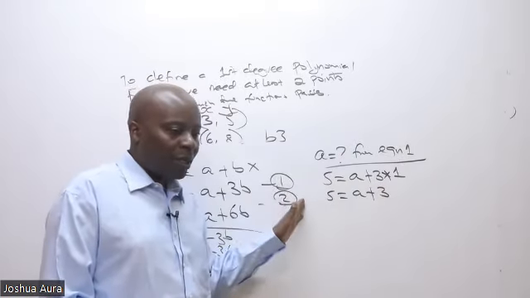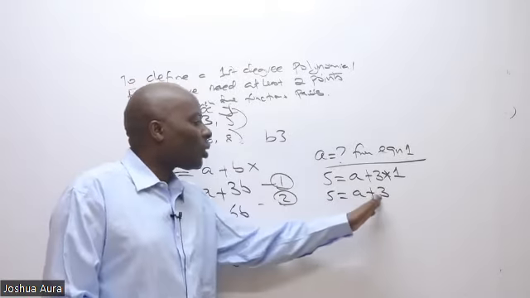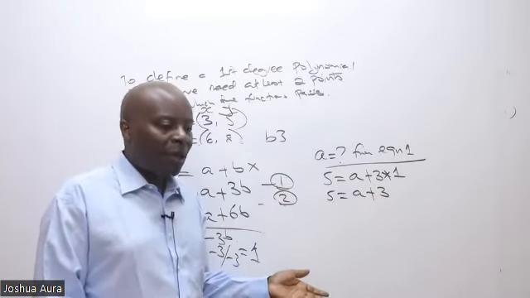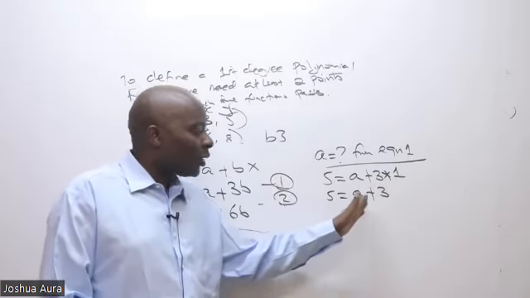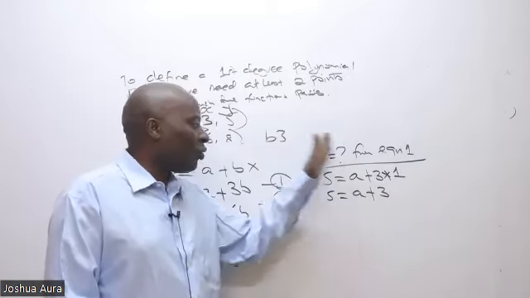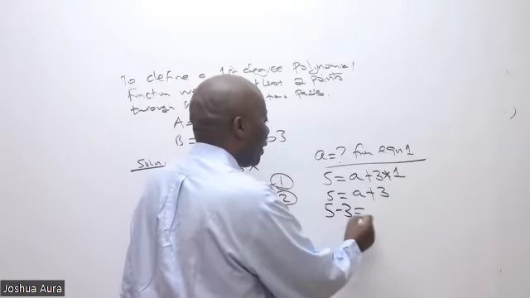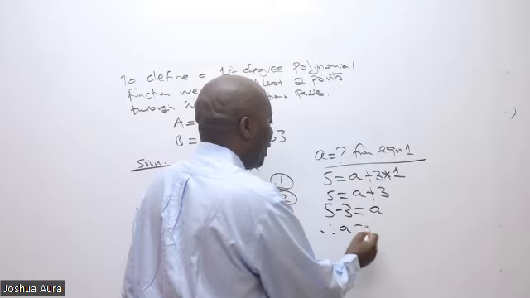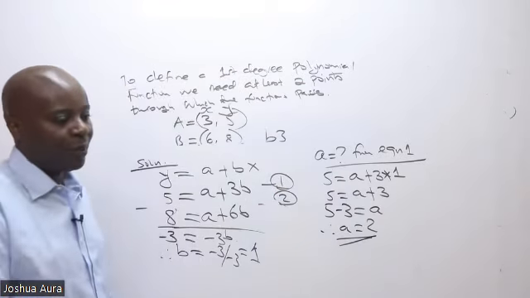taken to the other side. So this 3 has to cross over. When it crosses over, the life can never be the same again. We expect the sign to change. Here it's positive. When it passes over to the other side of the equal sign, it becomes 5 minus 3 equals a. Therefore, a equals 2. Thank you very much.